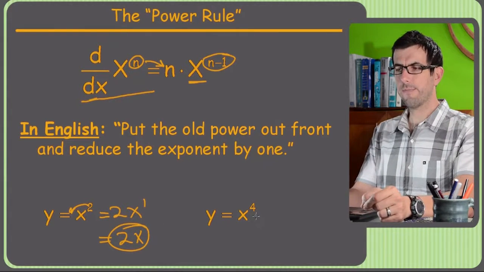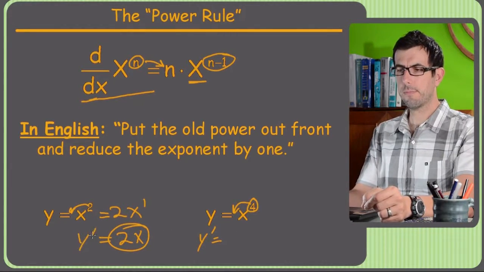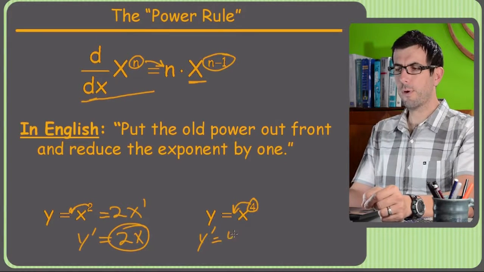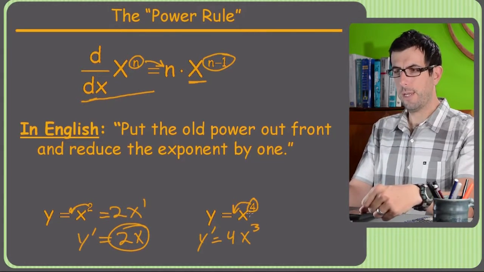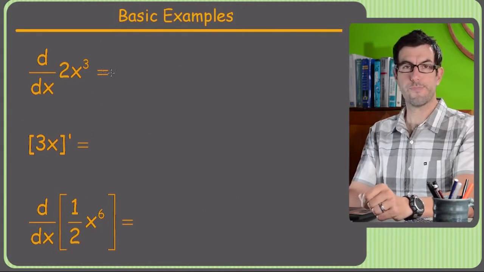All right, next one, x to the fourth. All we do is we take the 4, drop it out front, so we get, y prime I should have said, equals 4 times x, and then the new power is 1 less, which is 3. All right, some more examples.